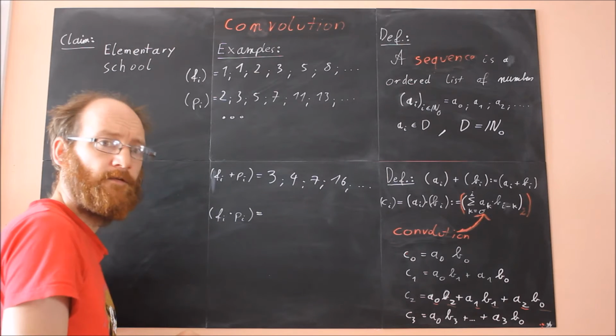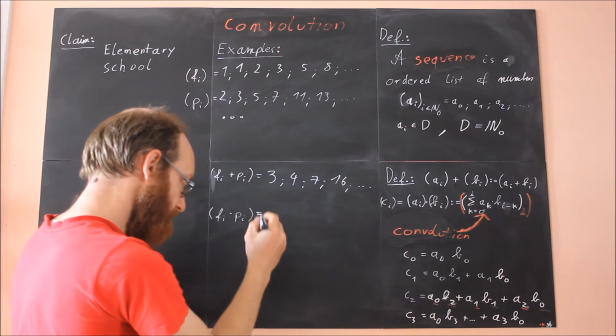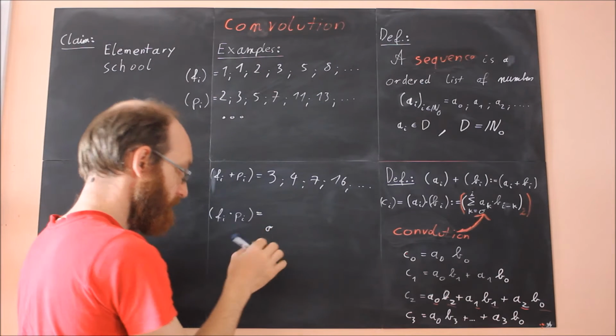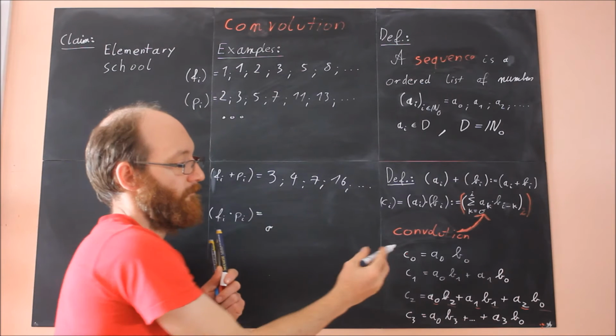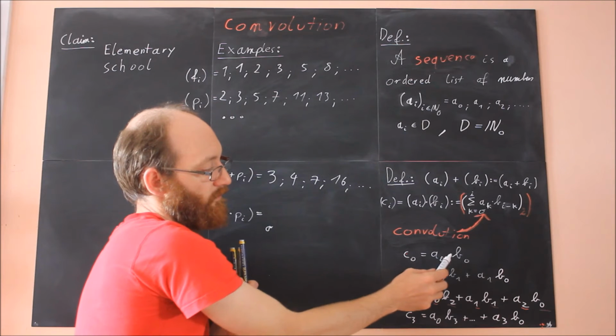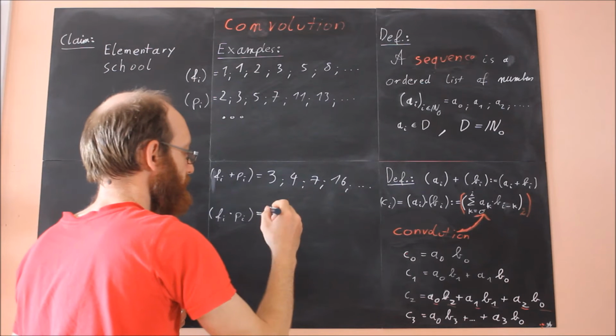And for the product, the zeroth position of our product list: we take the product of the first two elements, so 1 times 2 is 2.